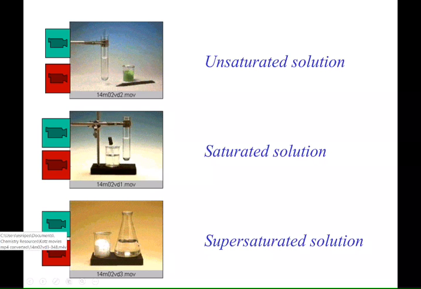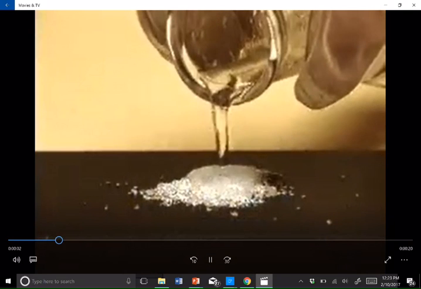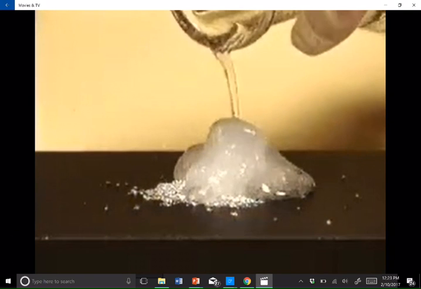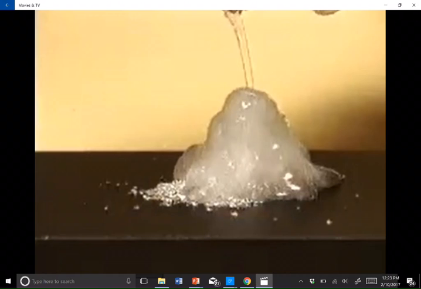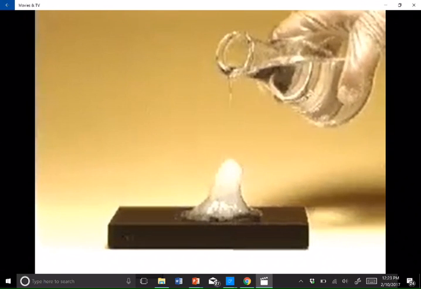This is supersaturated. When supersaturated sodium acetate is poured onto a few grains of solid sodium acetate, the amount of sodium acetate dissolved in excess of the saturation point precipitates, forming a solid.